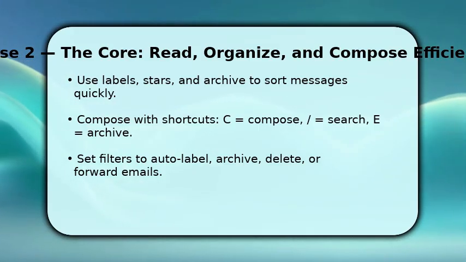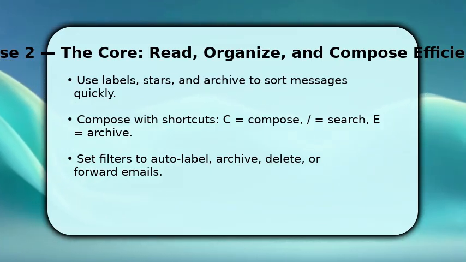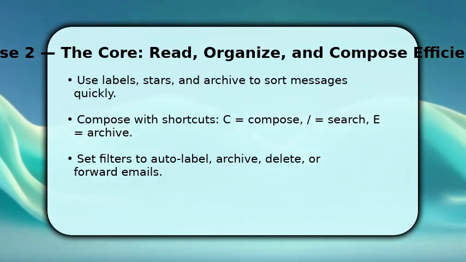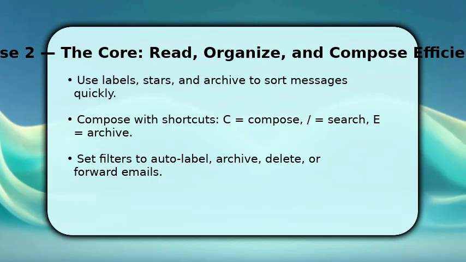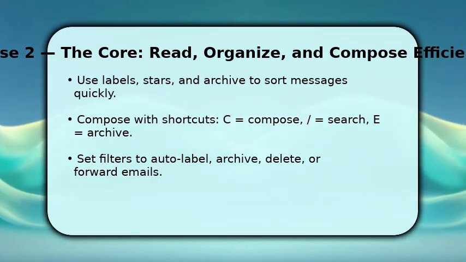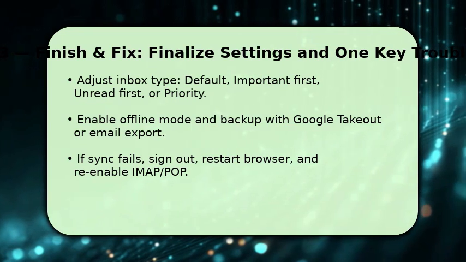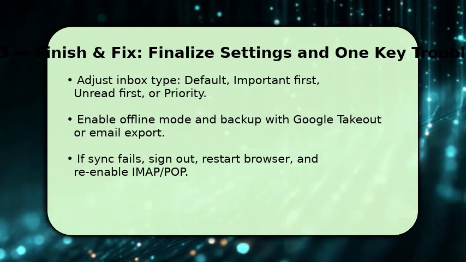Set filters from the search menu to auto-label or archive specific senders, and enable conversation view if you prefer threaded messages. Once labels and filters run, your inbox stays manageable and fast to scan. Finish by customizing the inbox layout and notification settings so your workflow fits how you work.